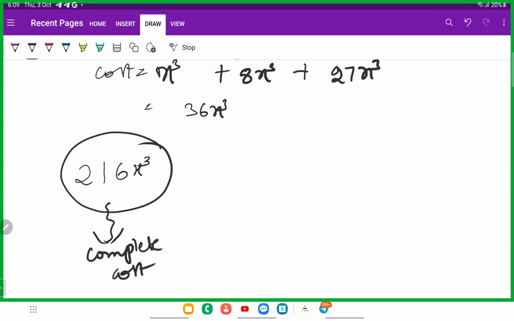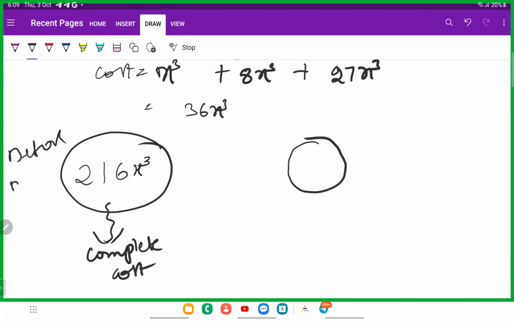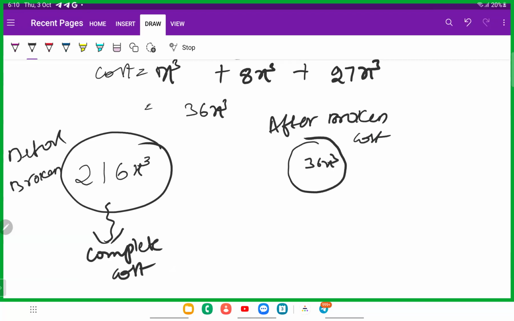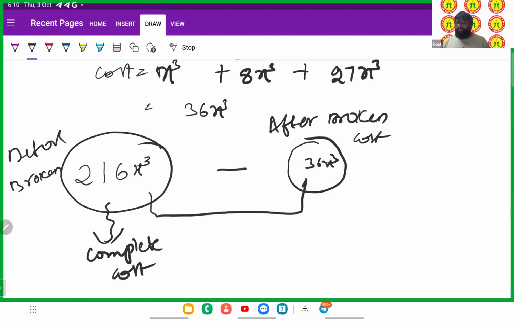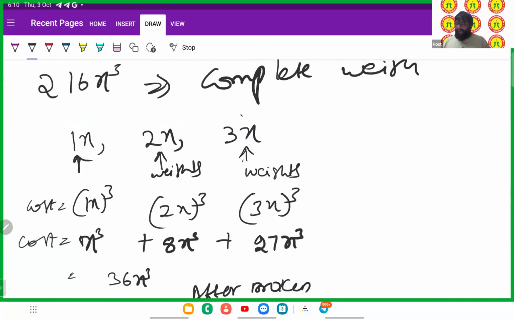Yes, sir. And what is the total cost after fragmentation? That is after broken. So before broken, the cost is this. After broken, the cost is how much? 36 x cube, right? Yes. Yes, sir. So what they are saying, it is reduced by. Reduced by means if you are subtracting from this to this, then only you will get how much? 80,280. Am I correct or wrong?